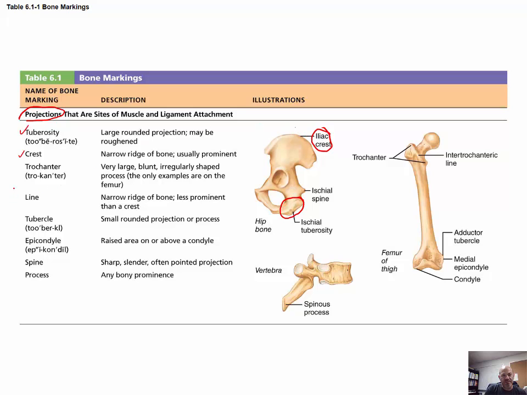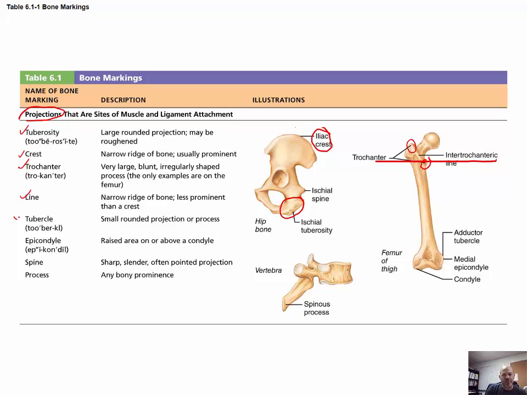And then we have a line. Oh, I skipped trochanter. Let's go back to trochanter. Trochanters are very large, blunt, irregular shaped processes, and the only examples are going to be found on the femur. And so on the femur, we have these trochanters right here and right here. And then we have a line. So a line is going to be a narrow ridge of bone, which is less prominent than a crest. And here we have an example of a line between the two trochanters, and that's called the intertrochanteric line, inter for in between the two.